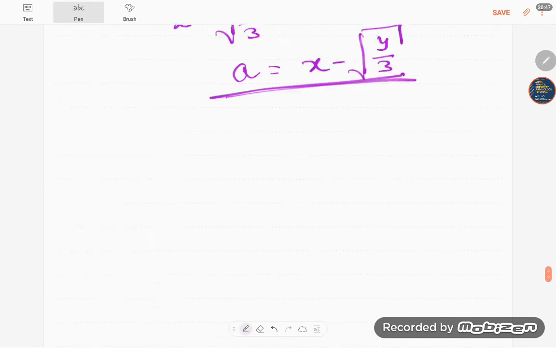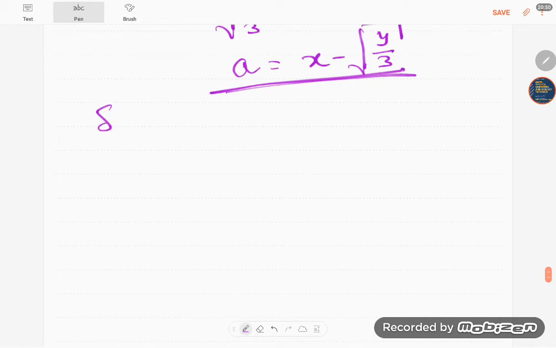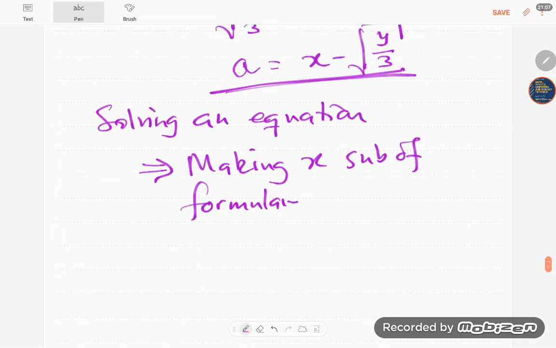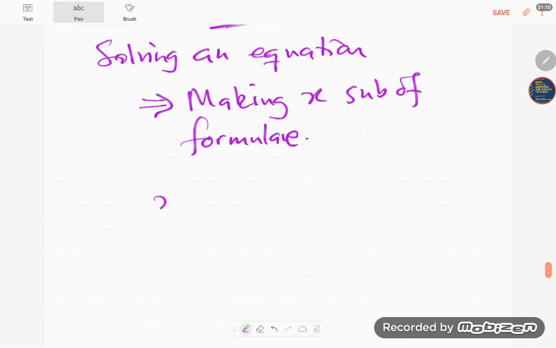Now, I just need to stress something: understand that when you're solving an equation, what you're really doing is making x the subject of the formula. That's why if I gave you x squared minus x minus 6 equals 0 and asked you to solve, you cannot do anything like you used to, where you factorize and then equate and then divide, because it's going to be a bit difficult to isolate the x there. So you can make the x the subject of the formula.